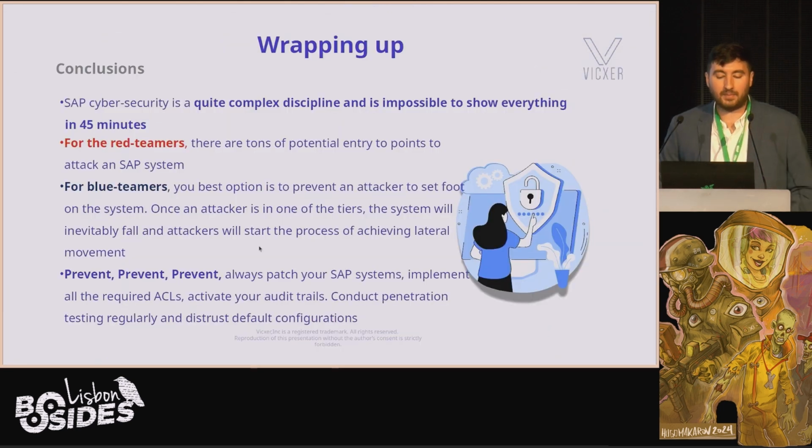So to close up, again, SAP is super complex. It's a quite complex discipline. It's very hard to talk about it in only 45 minutes. For the red teamers, there are a lot of entry points. Here we just saw one. There are thousands and thousands of entry points that you can exploit. And for the blue teamers, your hope is to try to prevent an attacker from setting foot on the system. If an attacker gets one foot there, it's extremely, extremely difficult to detect and to stop that. Prevent, prevent, prevent. Implementing the patches is extremely important. Apply all the ACLs, activate the audit trails, and do audits and pen tests regularly. It's your only hope.